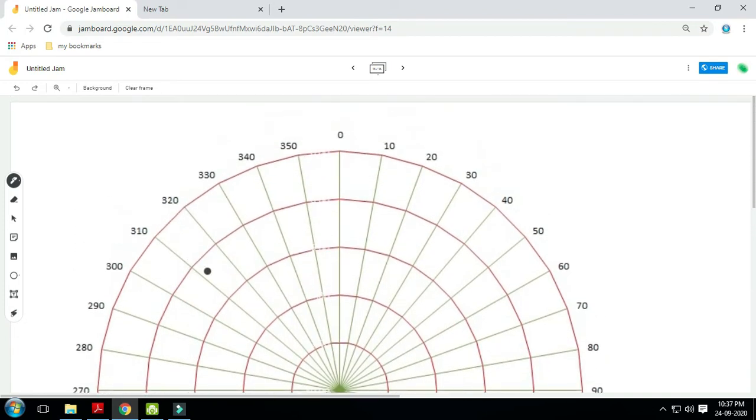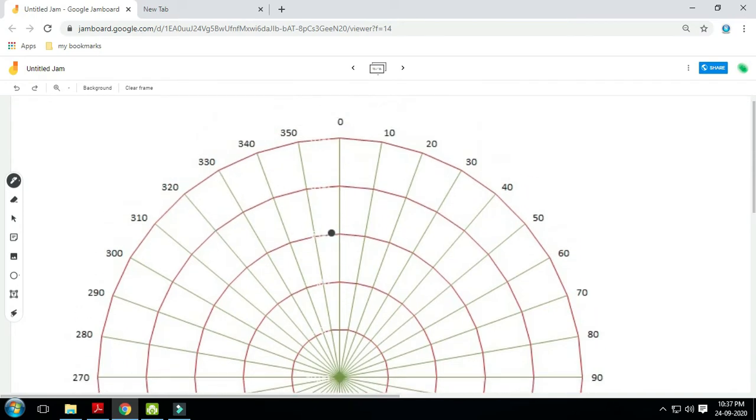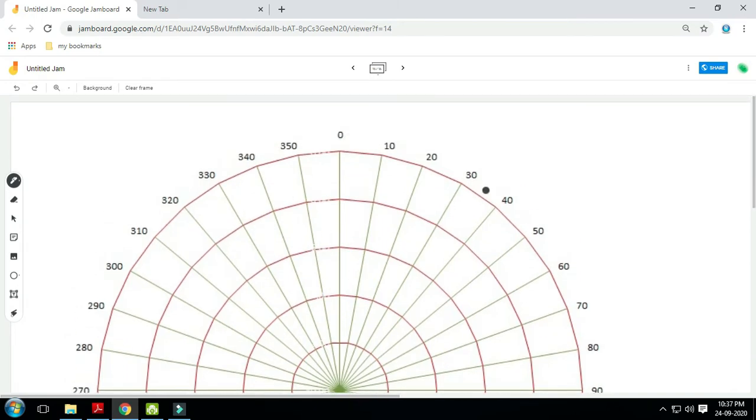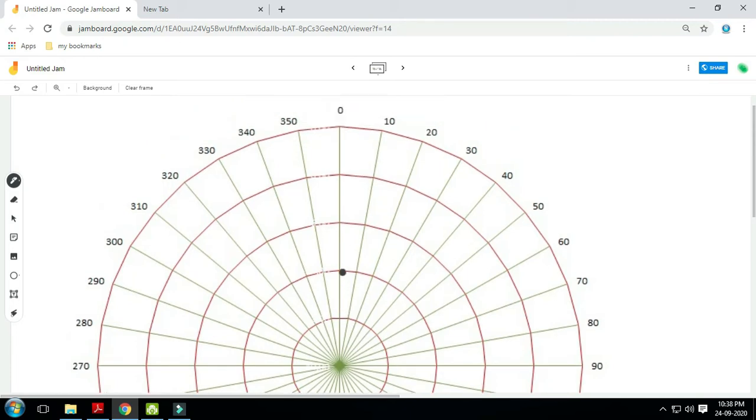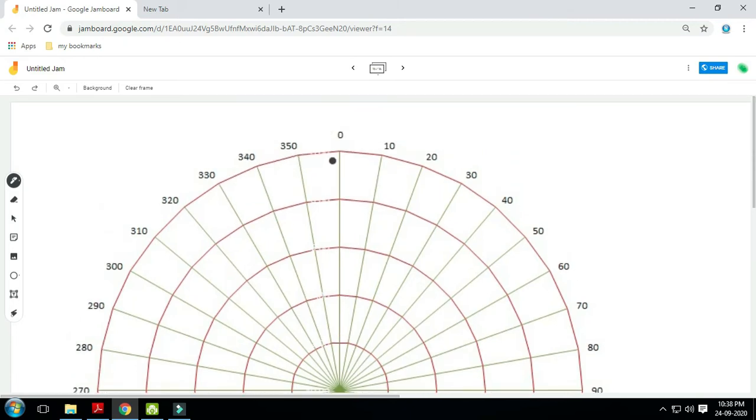Now before we plot, we can see these are the angle divisions, say 0 degree, 10 degree, 20 degree, 30 degree. So these are polar readings. We also have a linear reading here. So this is the scale. In every straight line, I have to put the dV reading here. So angle reading is this and dV reading I have to put here.